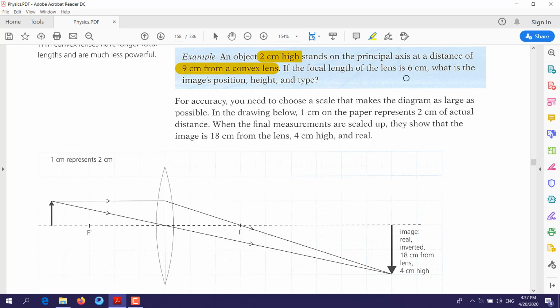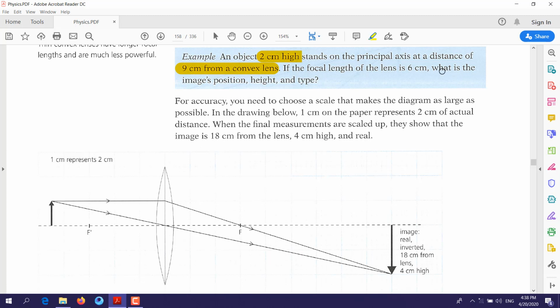Focal length, what do you mean by focal length? We say it's the distance from the center of the lens to the principal focus. So if we measure from here to here, 6 centimeters, that means here is the focal length, and from the focal length we can determine where the principal focus is, because the principal focus is an important point. We will depend on it when we start drawing.